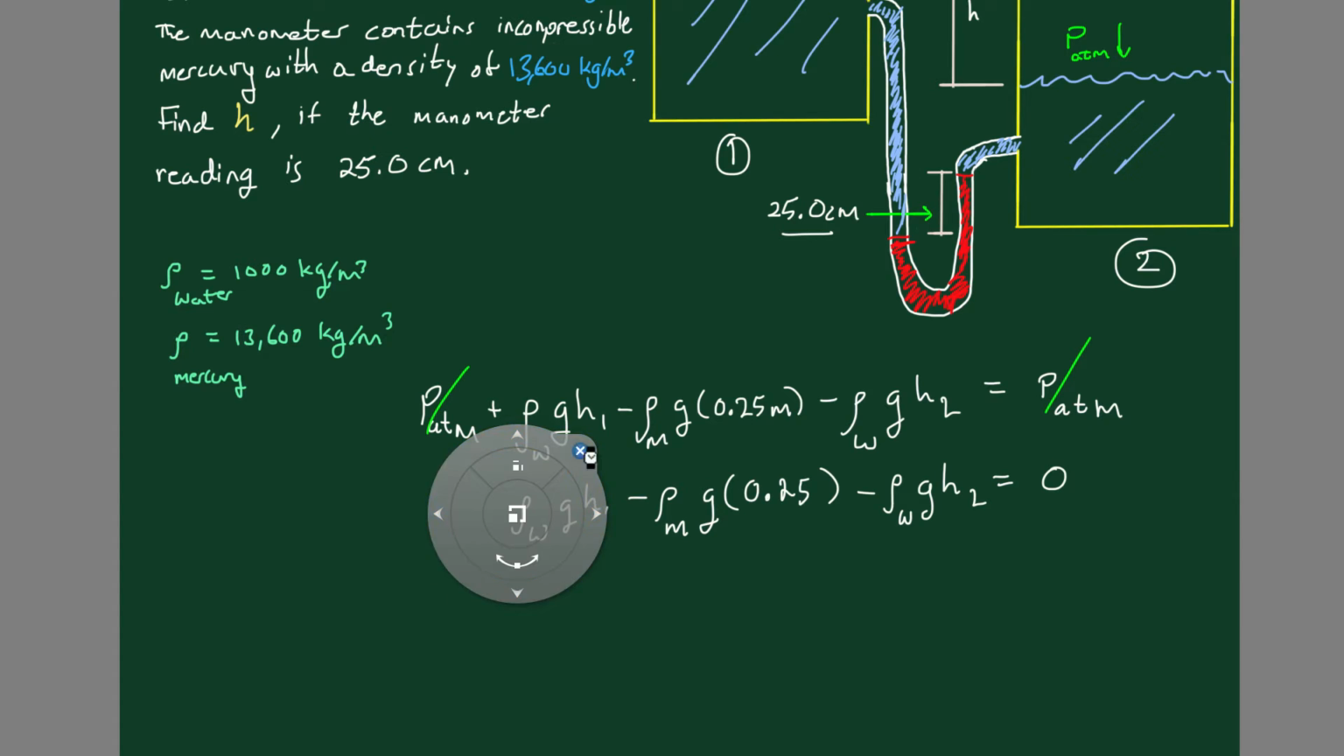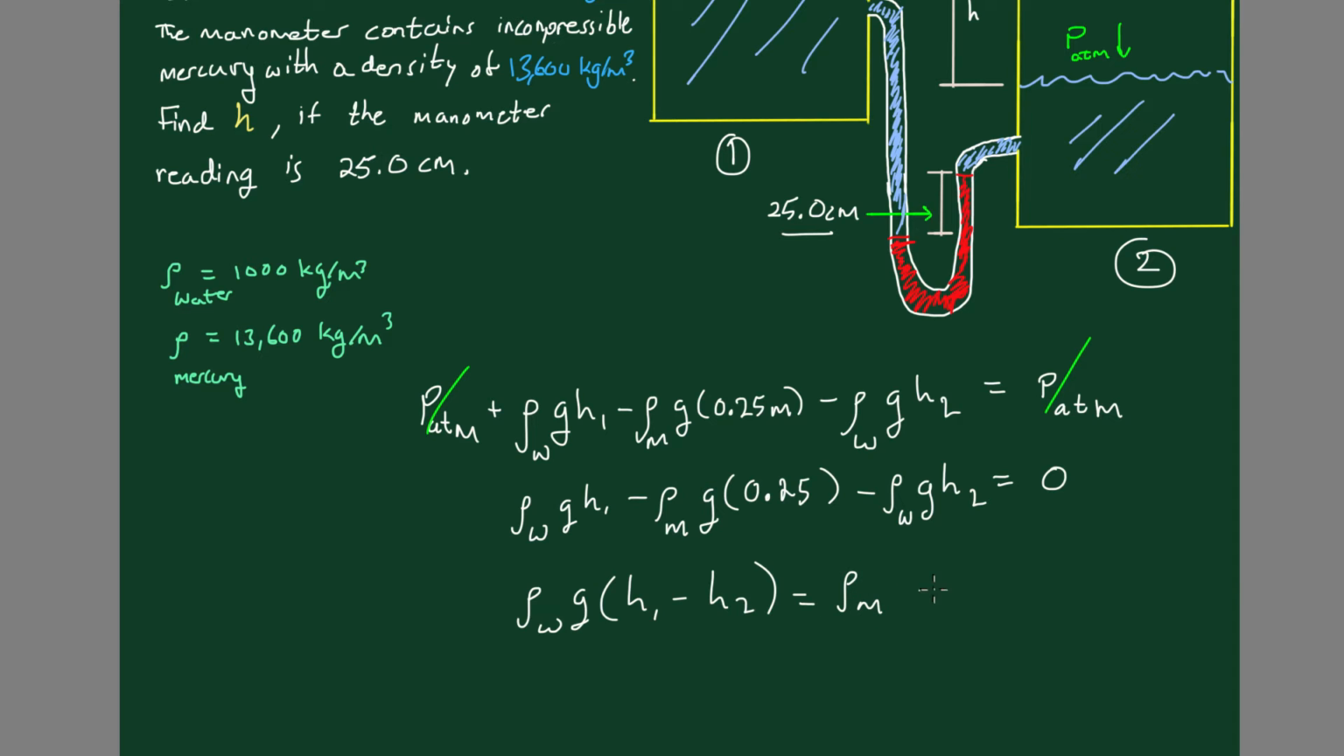Now, what we're looking for is H, the change in height here. We can solve for that by transposing this term over here that's due to the mercury to the right side of the equation, and write rho of the water times g multiplied by H1 minus H2 is equal to rho of the mercury times g multiplied by 0.25. Okay, so H1 minus H2 here is just H, the change in distance that we're looking for.